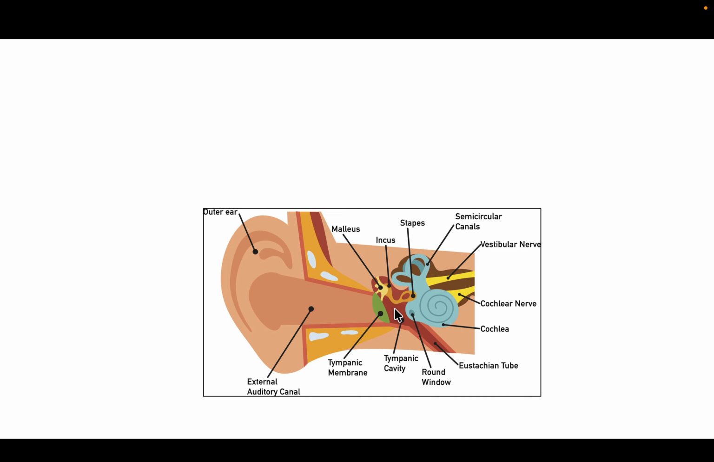Now this is the diagram showing the middle ear. In this the ear ossicles are visible. So this is the tympanic cavity. On this side there is the tympanic membrane, and here the internal ear is lying.